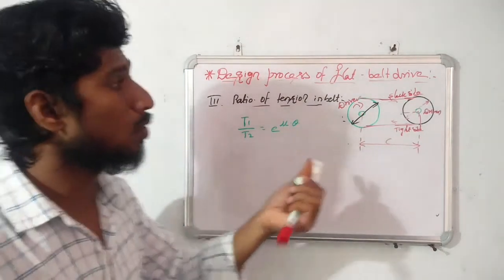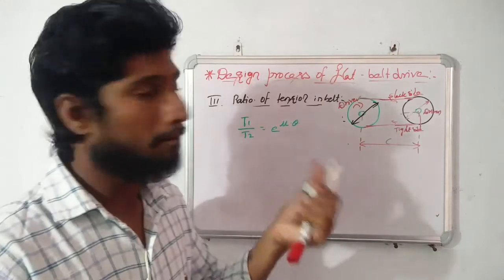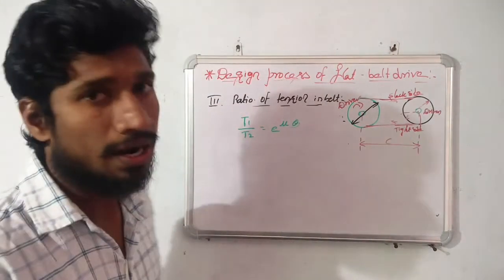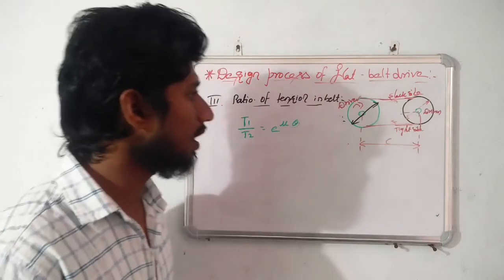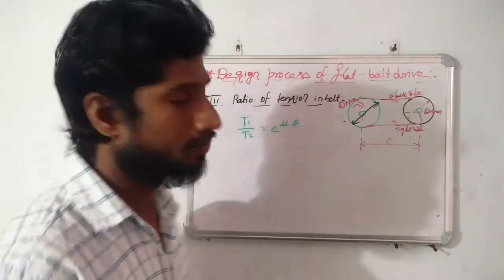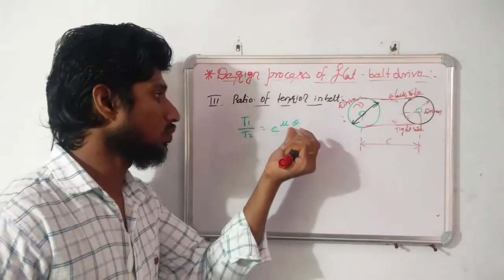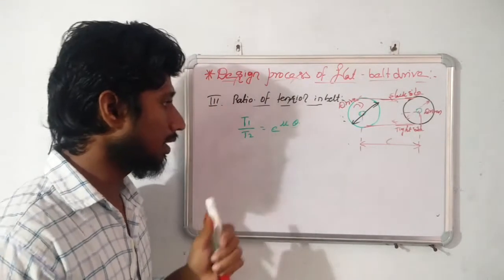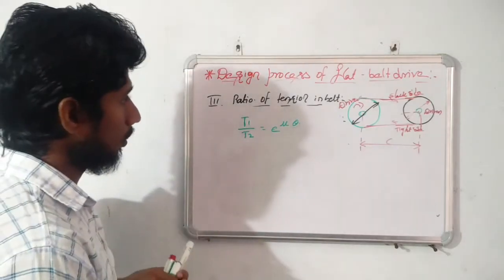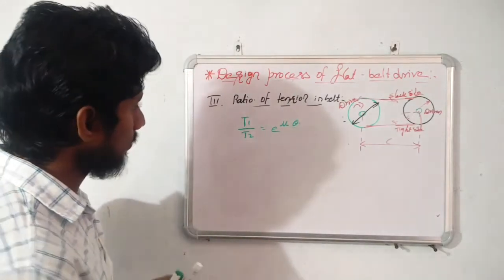That mu is the coefficient of friction between the belt and pulley, and theta is the angle of contact, or maybe arc of contact, between the smaller pulley and belt. When we know these two terms, it is easy to find out the T1 and T2 values. Okay, so this is about the third step, and go to the next step.